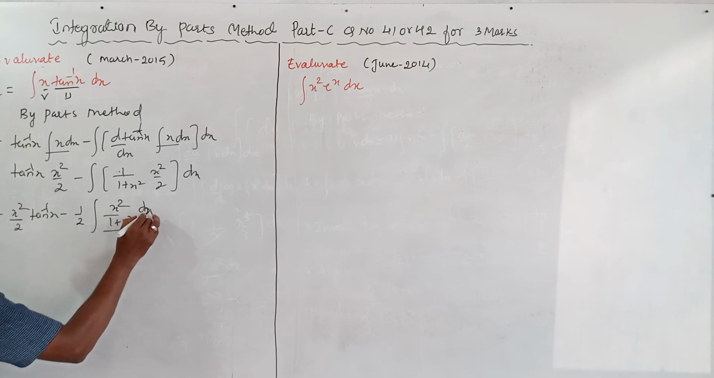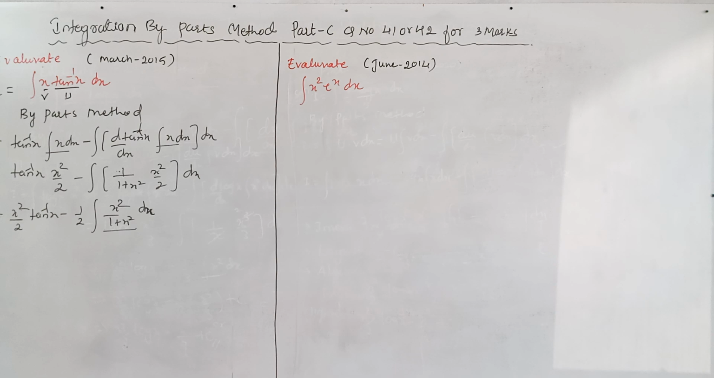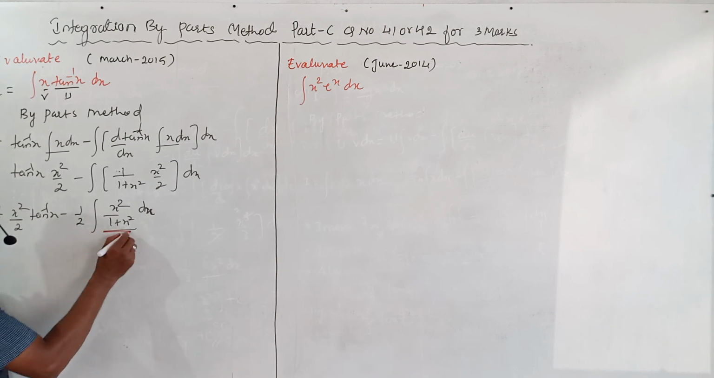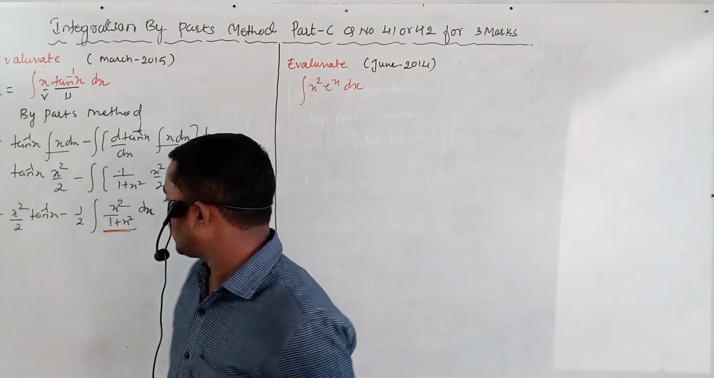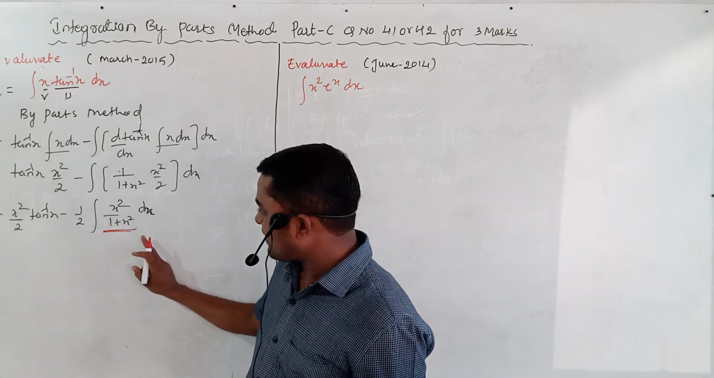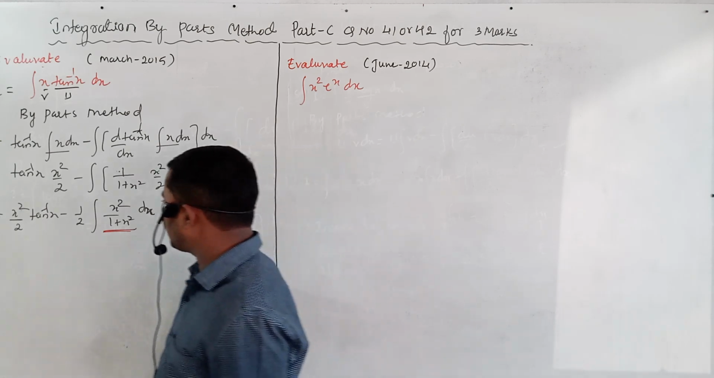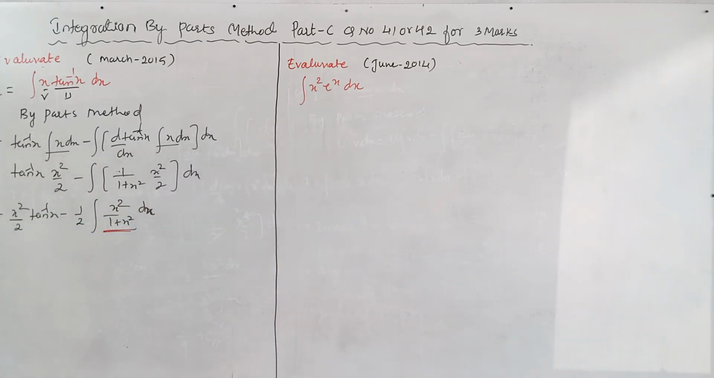To evaluate this integral, what do we have to take? Substitution method? See here, 1 plus x square is equal to t. So not the substitution method. What do we have to do here? Substitution method or what? Yes. See here, not the substitution method.